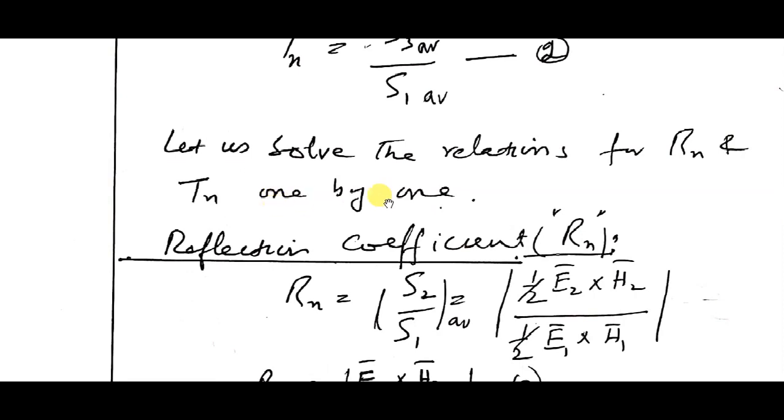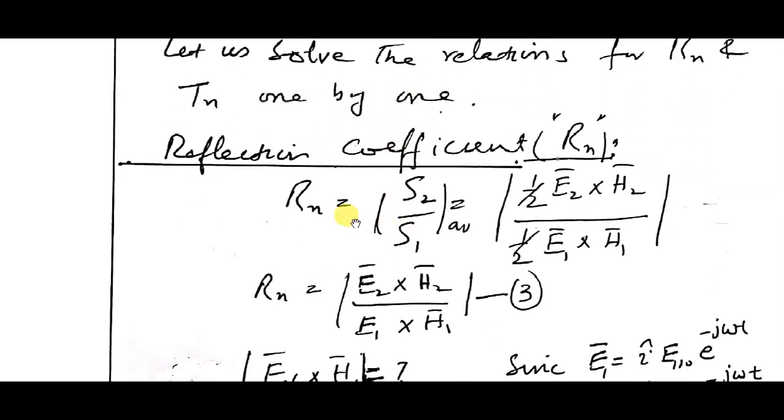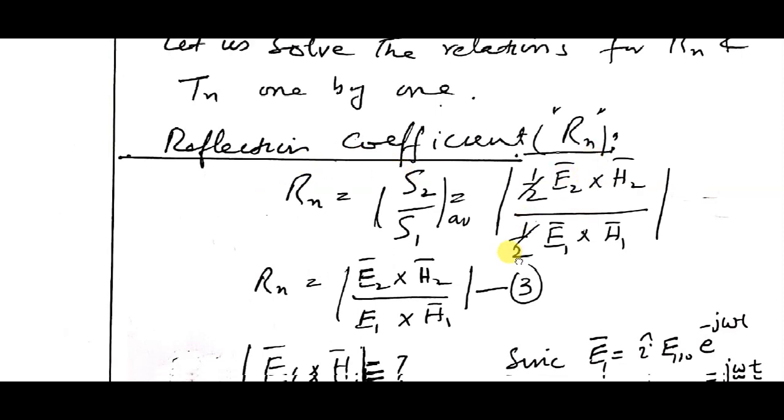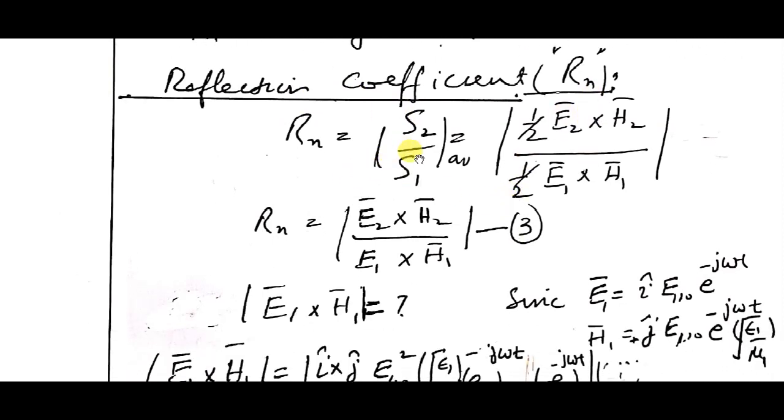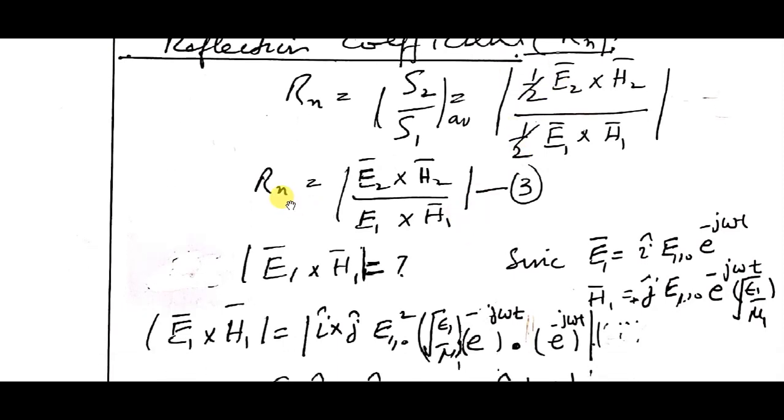Now let us solve the relations for Rn and Tn one by one. First we take the reflection coefficient Rn. As per our definition, Rn is the ratio of S2 to S1. Putting the values of S2 and S1 in this equation, the 1 by 2 terms cancel out, and we are left with Rn equal to the absolute value of E2 cross H2 divided by the absolute value of E1 cross H1.